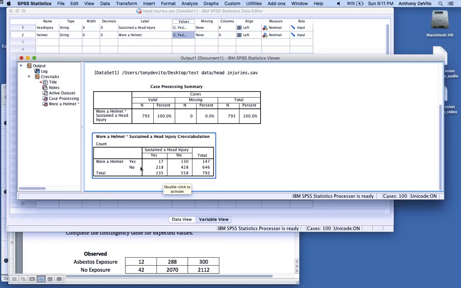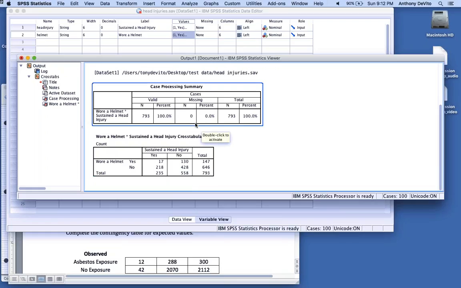The actual breakdown of whether or not a person sustained a head injury based on whether they were wearing a helmet or not may be happening at a different rate. So let's take a look at that. 17 out of 147 people that were wearing a helmet sustained a head injury, and 218 out of 646 that weren't wearing a helmet sustained a head injury. So just off the top of my head, it looks like you're more likely to sustain a head injury if you're not wearing a helmet, right?